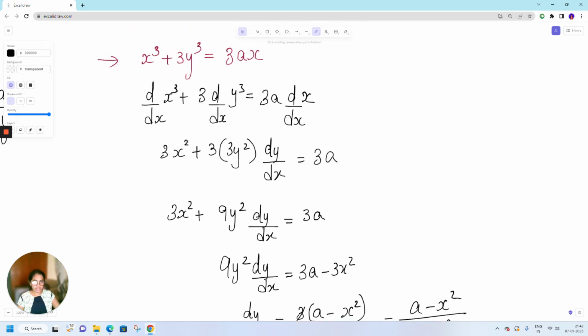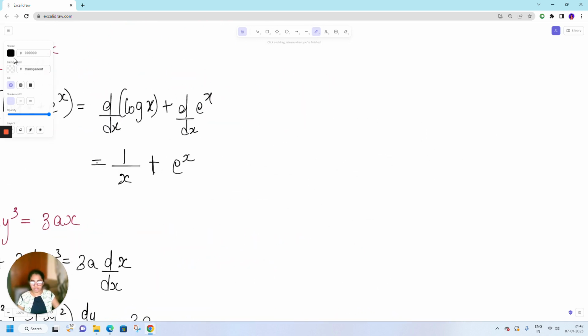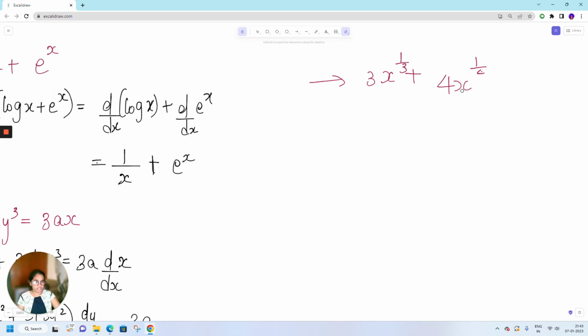Okay, so now our next question is find dy by dx of 3x to the power 1 by 3 plus 4y to the power 1 by 4 is equal to a to the power 1 by 5. Okay, what is the first step? Let me write this as d by dx of 3 is a constant.